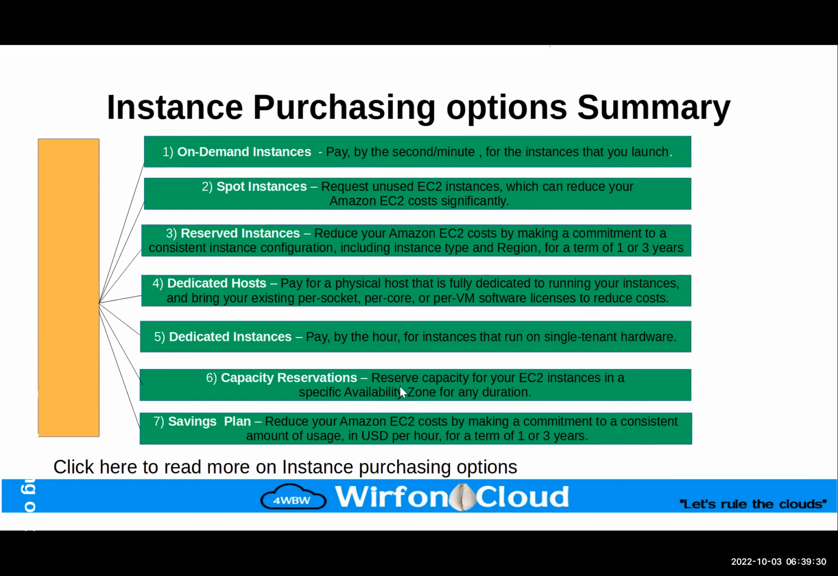So this is a summary of the instance purchasing options. You have on-demand, where you pay as you go, per second or per minute depending on the instance type. Then you have spot instances, where you request unused EC2 instances, which can tremendously reduce your EC2 cost. Yeah, greater than 90% is huge. Then you have reserved instances that will also reduce your cost, but there is a commitment of 1 or 3 years.